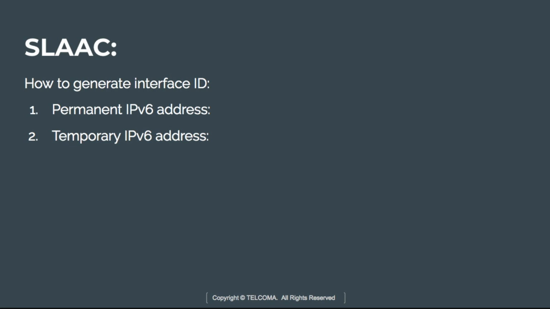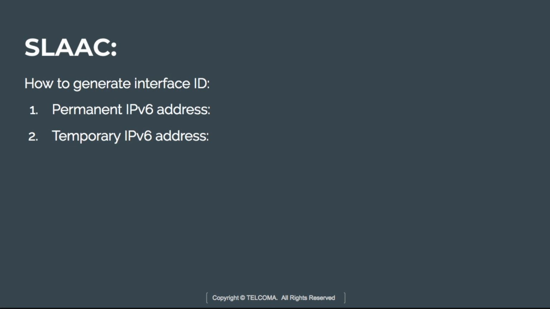Next we will discuss how to generate the interface ID. The interface ID can be generated using two methods. The first method is the permanent IPv6 address and the next one is the temporary IPv6 address. In the first one, the global unicast address is assigned to the interface either manually or by using an auto configuration method. Here it doesn't change as long as the interface is enabled and active. It means it will remain permanent.